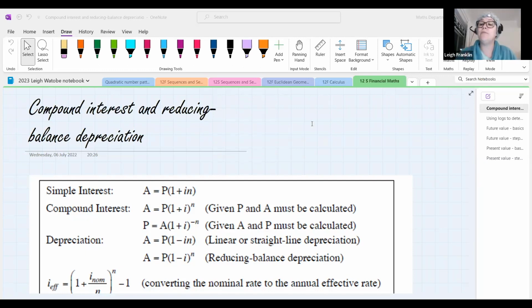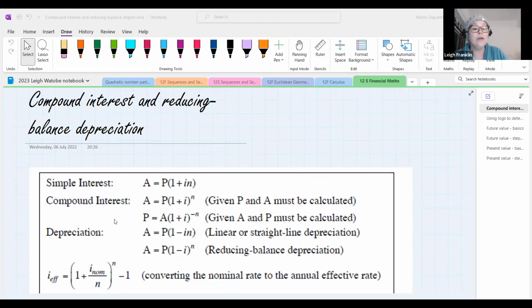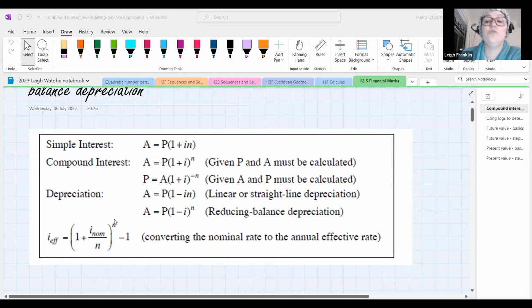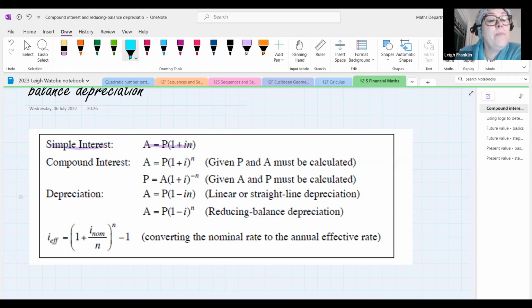All right, so we will talk about future value and about present value in time to come, but this lesson really was about compound interest and about reducing balance depreciation, which are two important concepts from grade 11 that get asked in grade 12 as well. Okay, so our formulae for financial maths, this is not just the grade 11 formulae. Simple interest, we all know A equals P(1 plus iN). We very rarely get asked anything about simple interest once we get into grade 12. Compound interest. Okay, so A equals P(1 plus i) to the power of n.